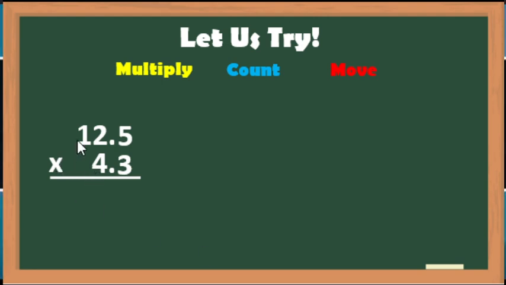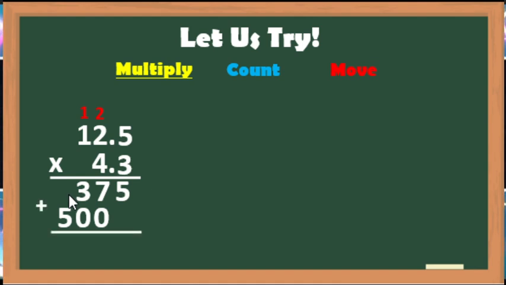Let us try to multiply 12 and 5 tenths times 4 and 3 tenths. Again, the first step is multiply. Multiply as whole numbers. We have 3 times 5 is 15. Carry 1. 3 times 2 is 6 plus 1 is 7. Then 3 times 1 is 3. Let's go now with digit 4. 4 times 5 is 20. Carry 2. 4 times 2 is 8 plus 2 is 10. Carry 1. 4 times 1 is 4 plus 1 is 5.